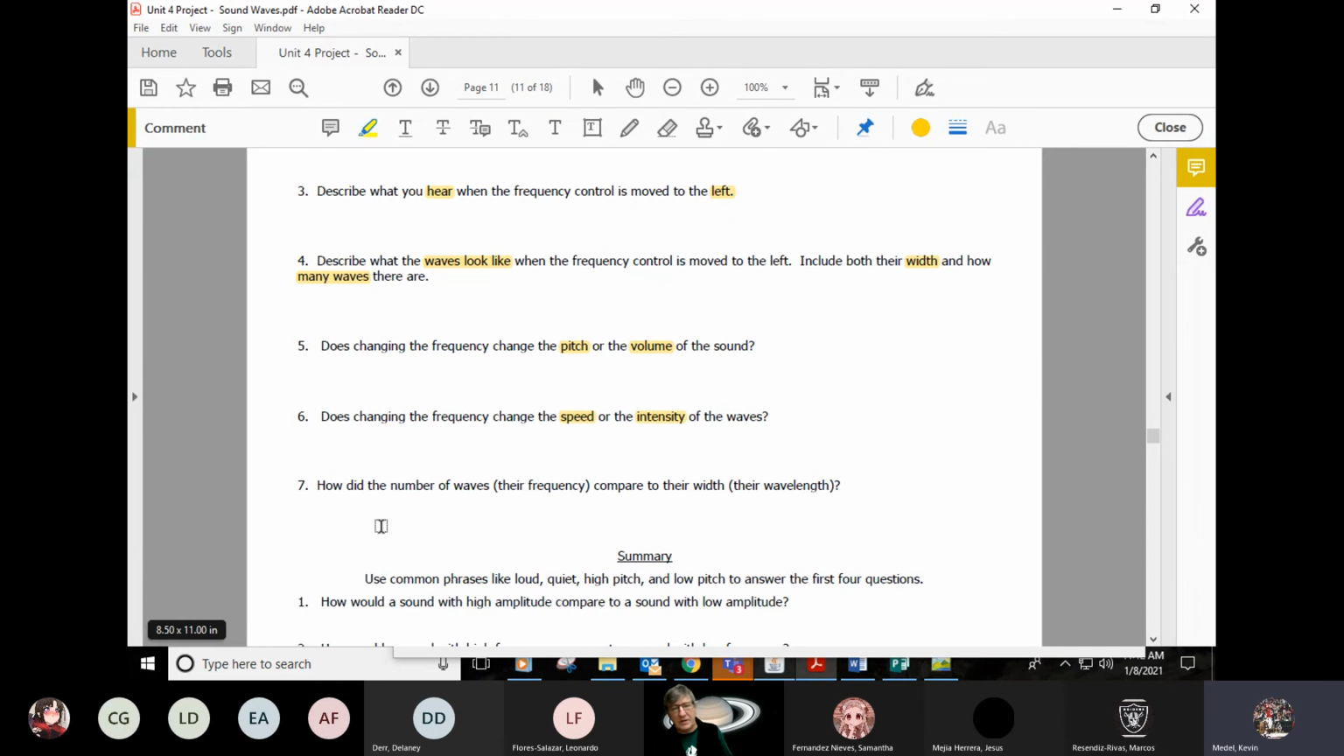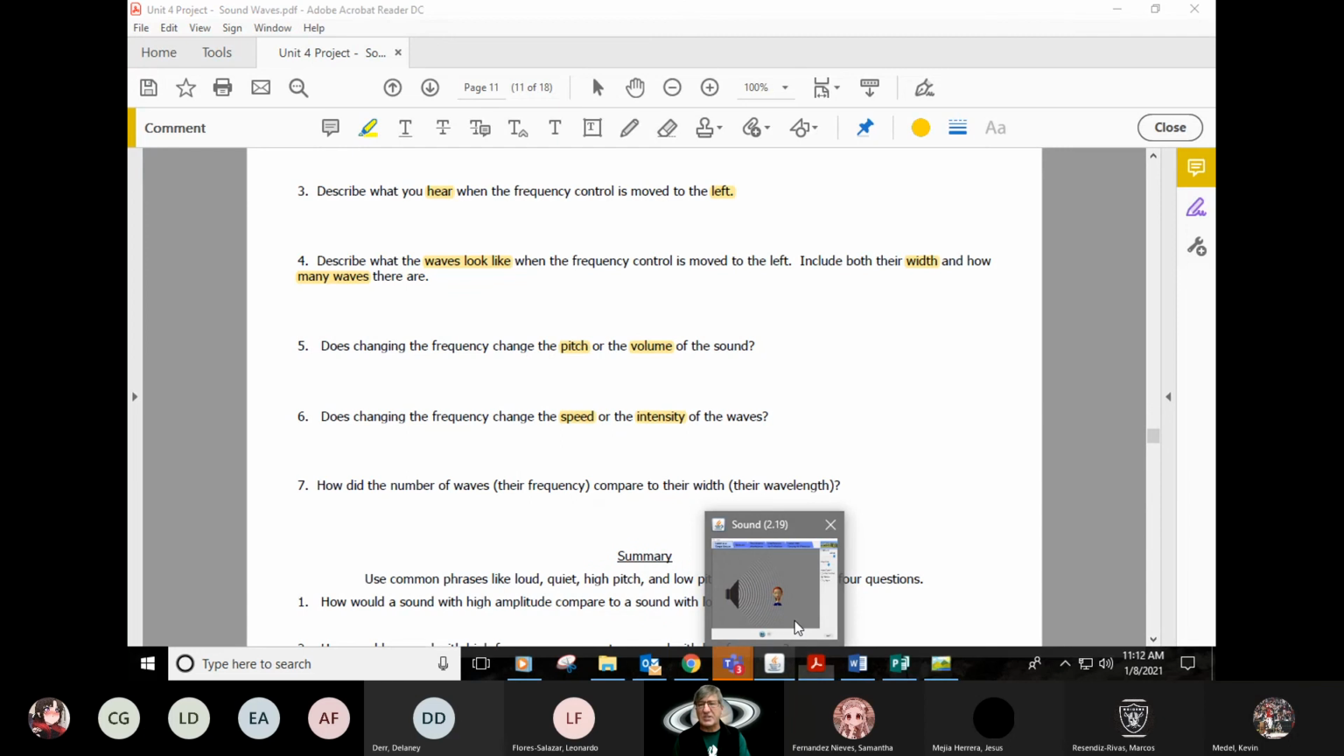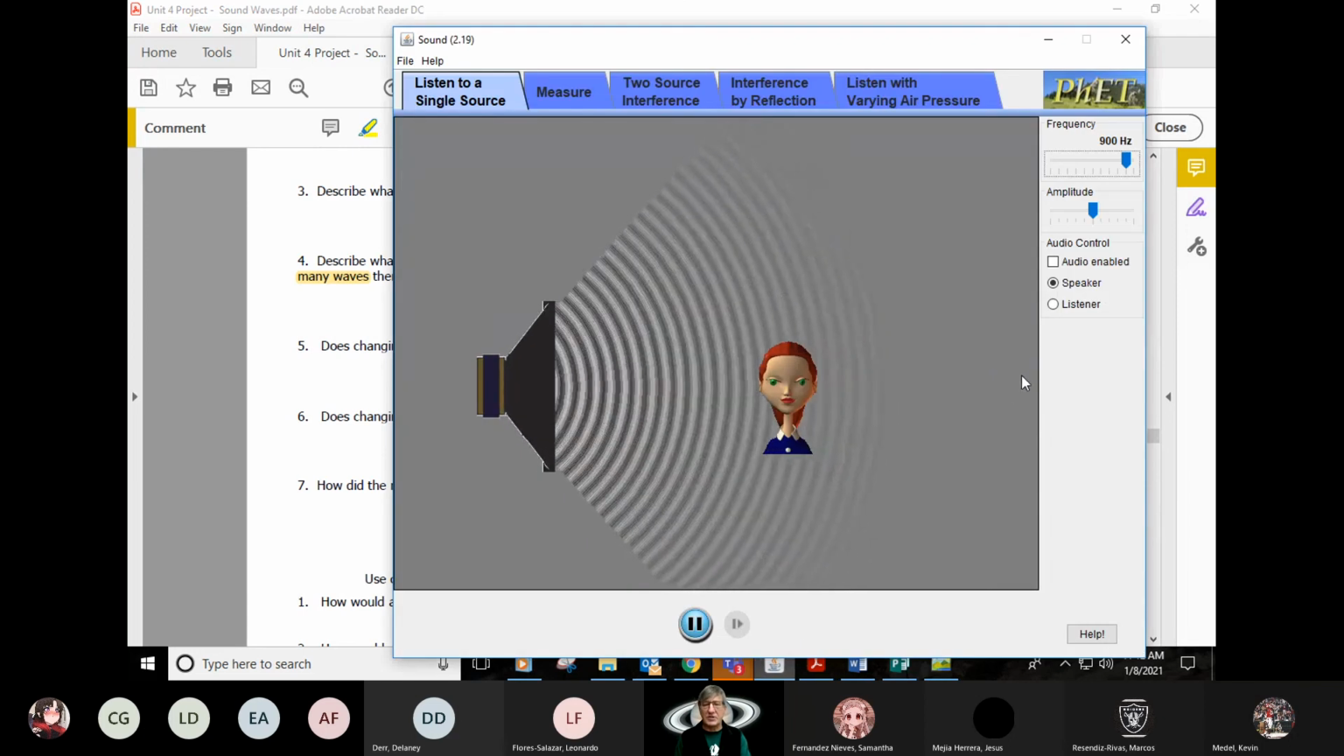Finally, how did the number of waves, which is their frequency, compare to their width? Okay, let's look at this. Frequency versus wavelength. The wavelength is how wide that wave is. We could measure it in centimeters. The frequency is how many of them there are in a given time period, like how many waves per second would be the number of hertz.